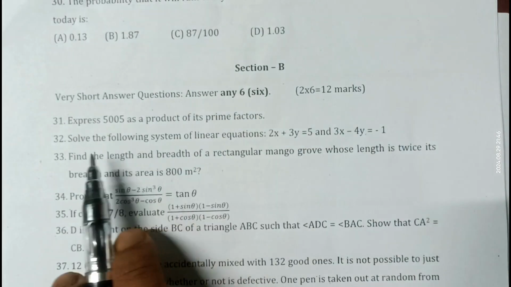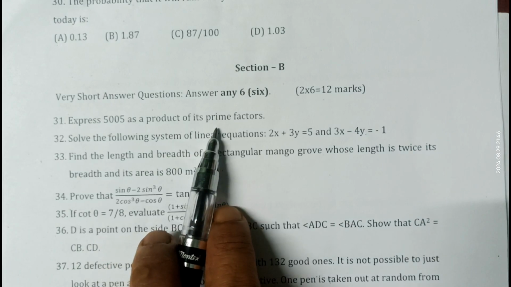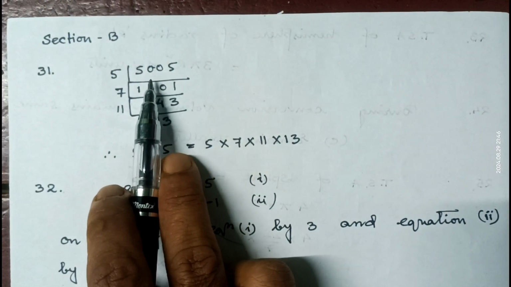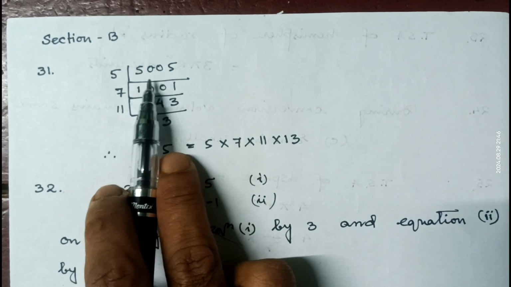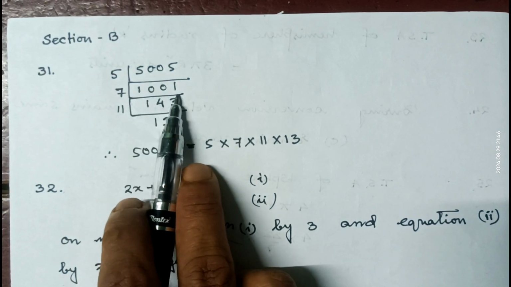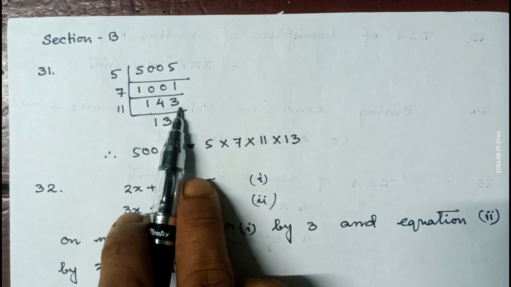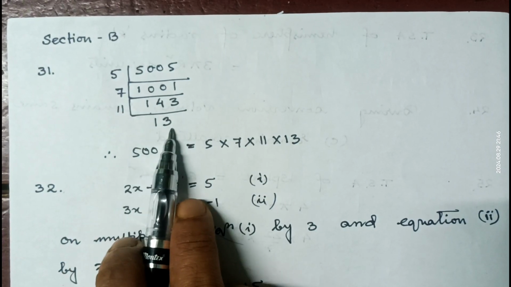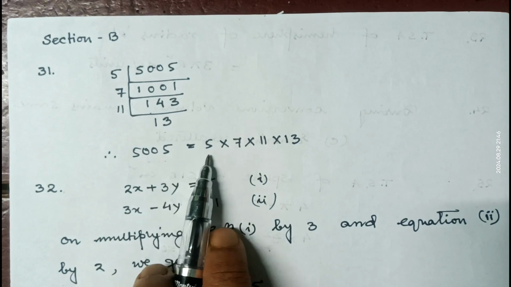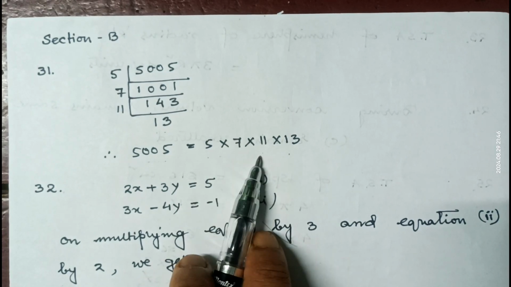In section B, first question is explain 5005 as a product of its prime factors. So we have to prime factorize 5005. As it is not divisible by 2 or 3, we are dividing by 5. We got 1001. Again 1001 when divided by 7 is 143. 143 when divided by 11 will be 13. Now 13 is a prime number, so we got 5005 equals 5 into 7 into 11 into 13. This is the correct answer.